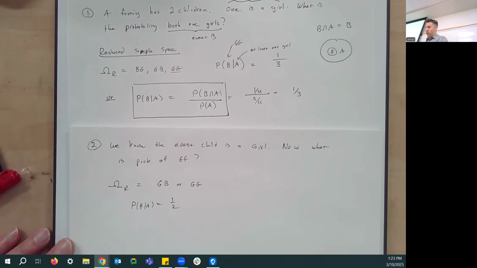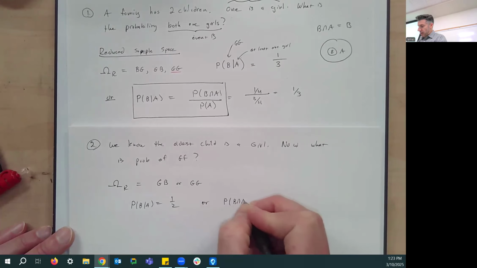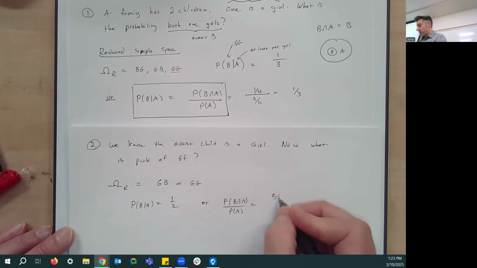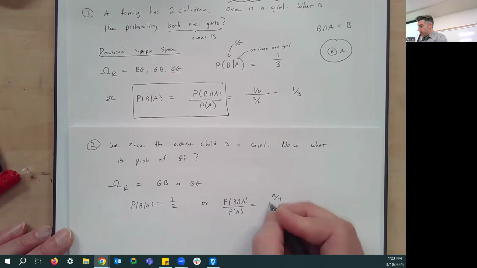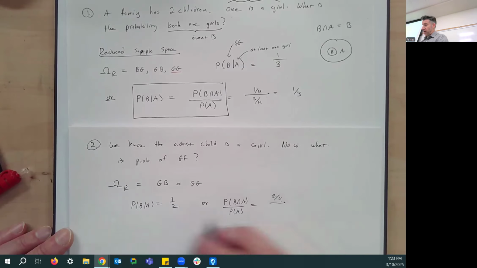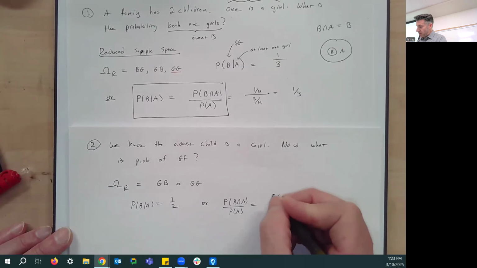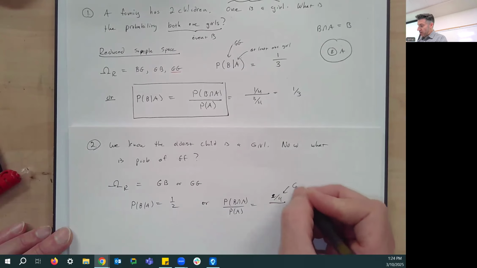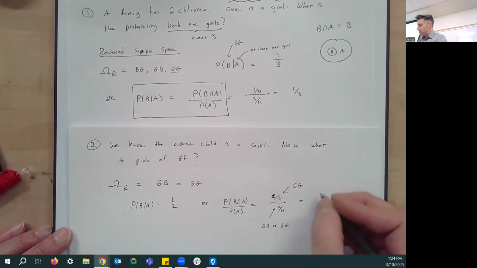Or again, you can do it the longer way, where it's B intersect A divided by the probability of A, which is going to be, there's 2 out of 4 ways of getting an oldest girl, and there's, oh my gosh, okay, I got that backwards. Apologize. That should be a 1 out of 4 on top. That's how many ways of getting girl, girl. And on the bottom, it's 2 out of 4, which is either girl, boy, or girl, girl, which ends up being 1/2 again.